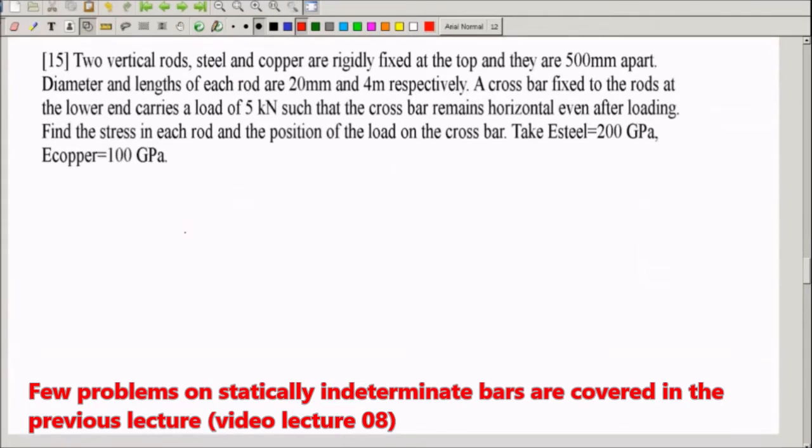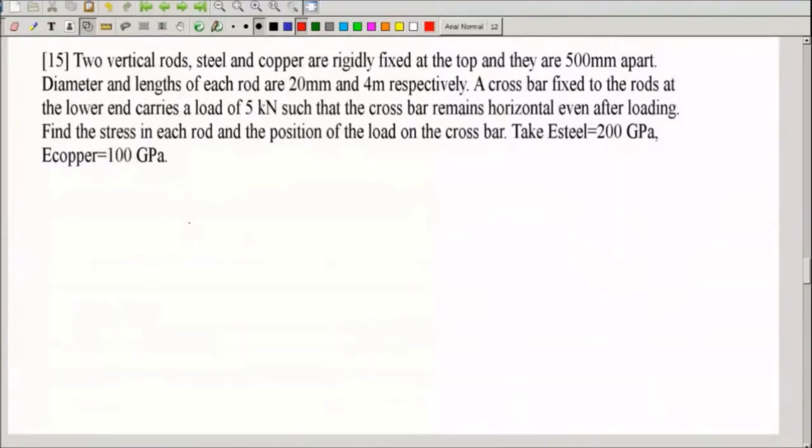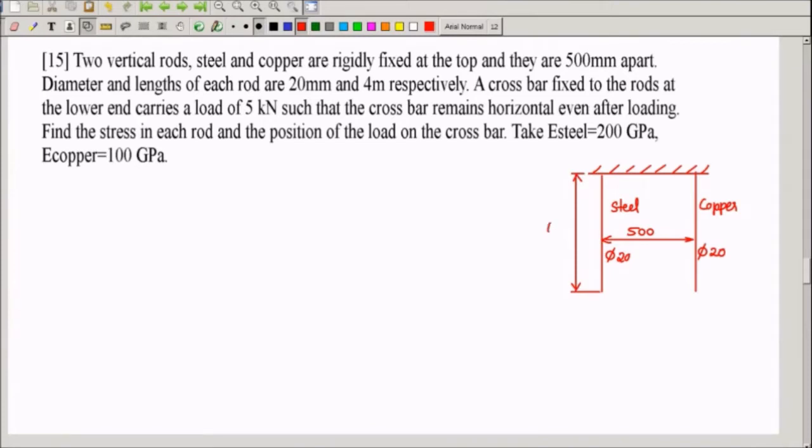Two vertical rods, steel and copper, are rigidly fixed at the top and they are 500 mm apart. As both the rods are vertical, they should be parallel. So I will draw two rods like this, and they are fixed at the top. Let us say it is fixed like this. Steel, copper. And they are 500 mm apart. Diameter and length of each rod are 20 mm and 4 meter respectively. Means 20 mm, 20 mm, 4 meter.